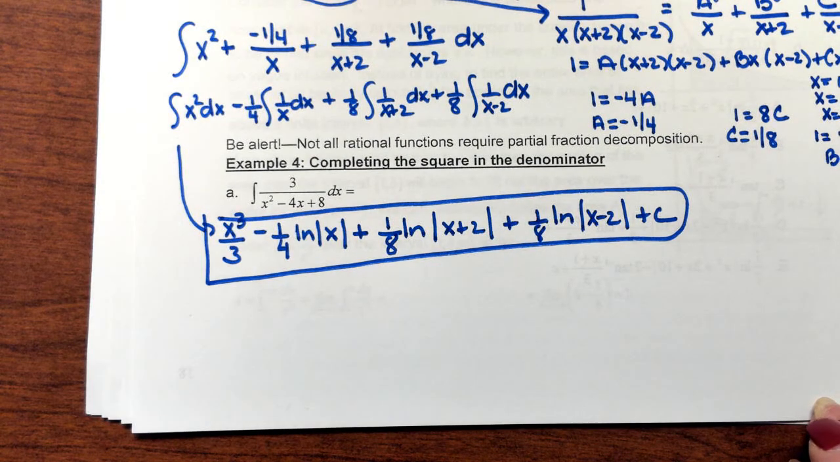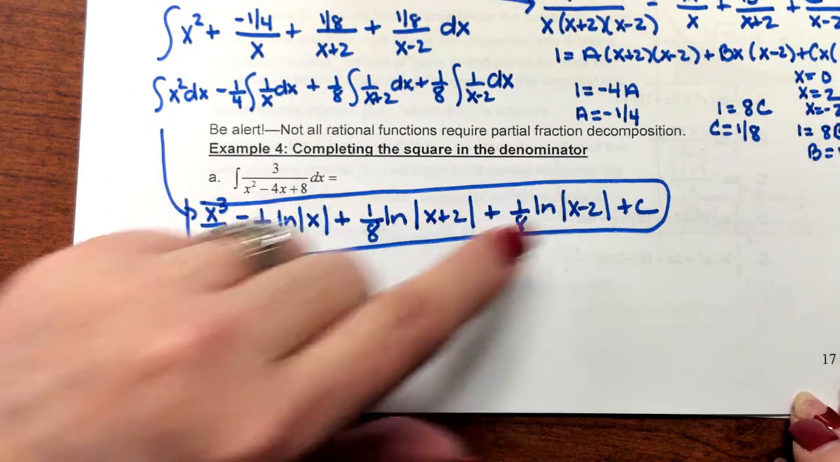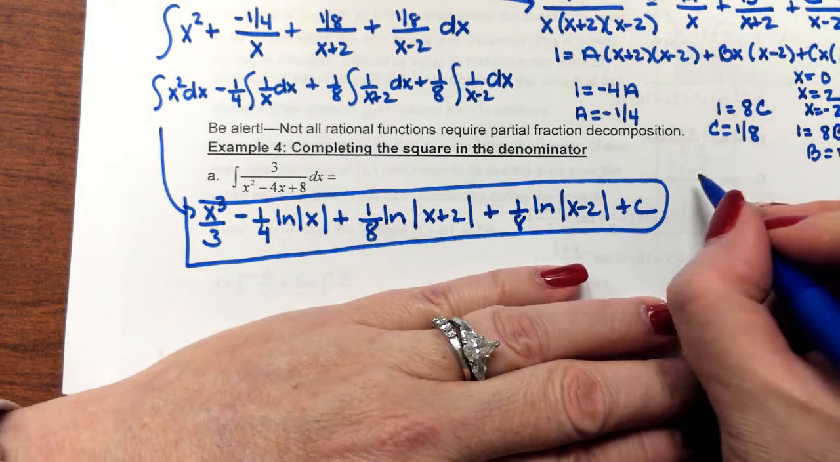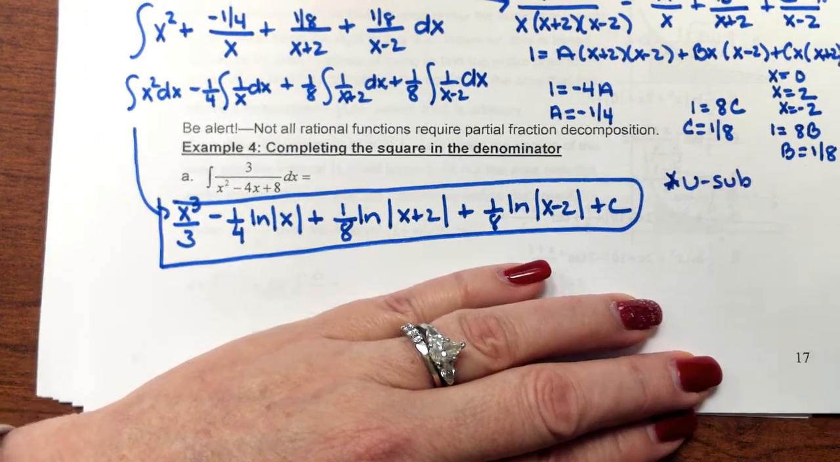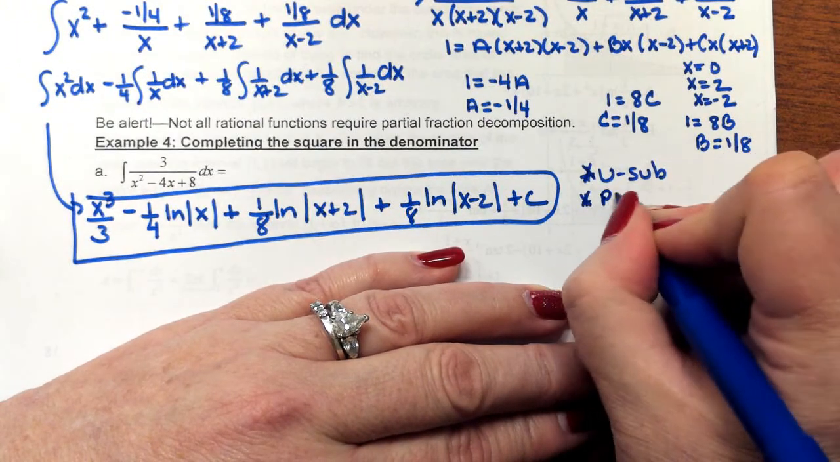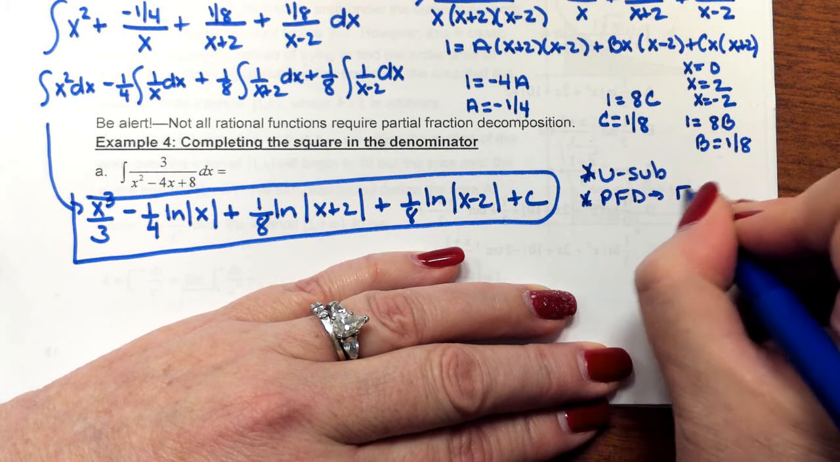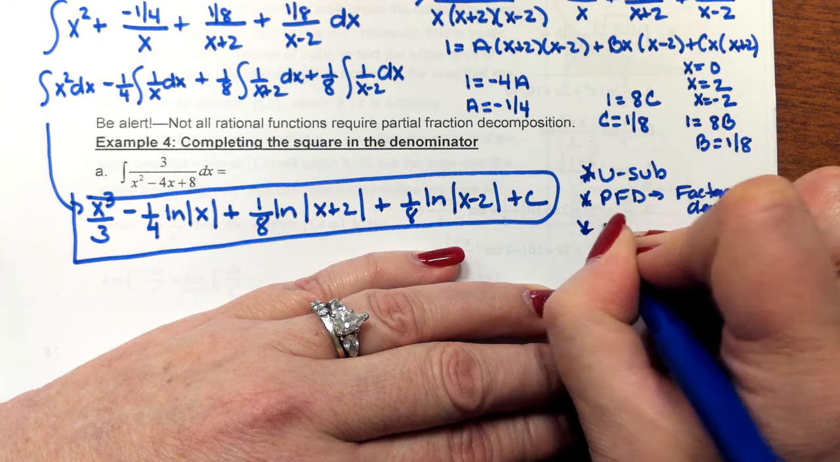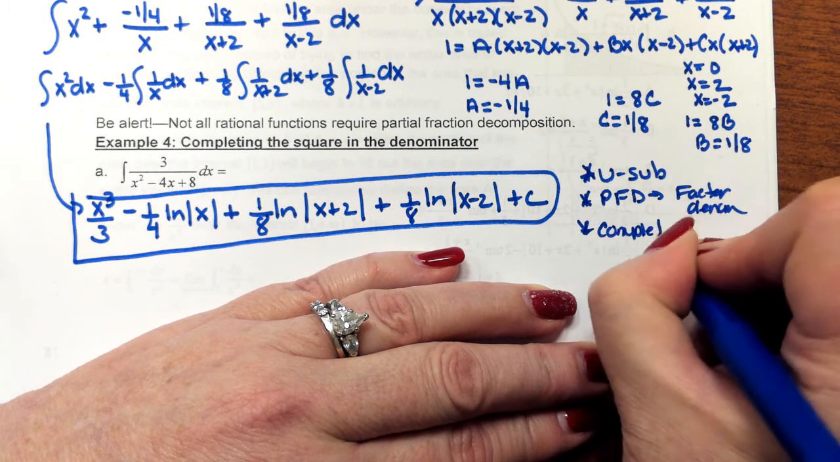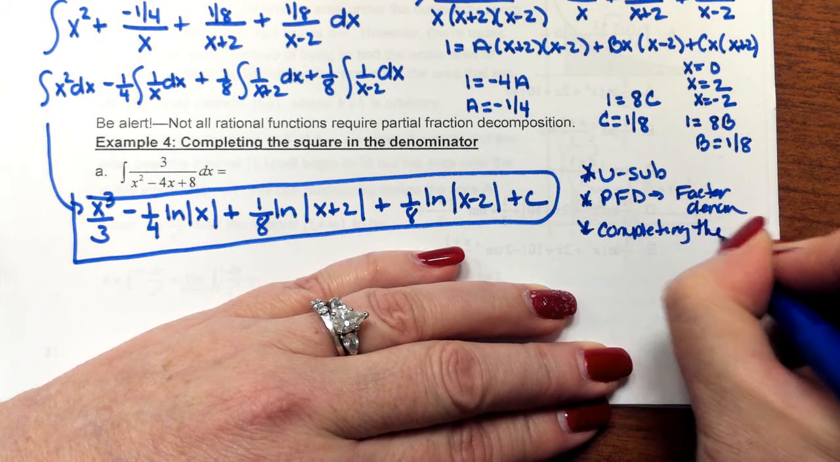Now, remember, you don't always have to be on the lookout and using partial fraction decomposition. Remember, the techniques that we have for integration, you have the u sub. Always check for that u sub first. Again, you use the partial fraction decomposition if you can factor the denominator. But remember, you also have completing the square.